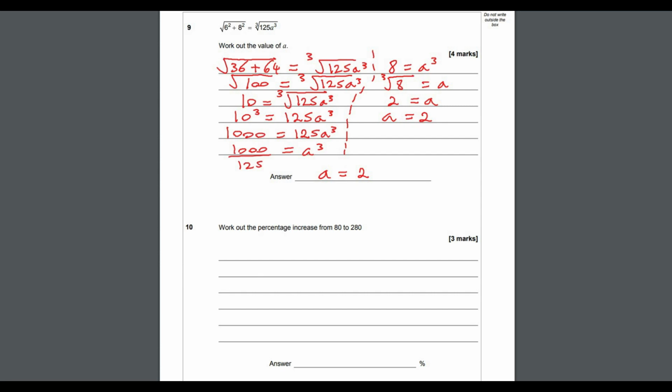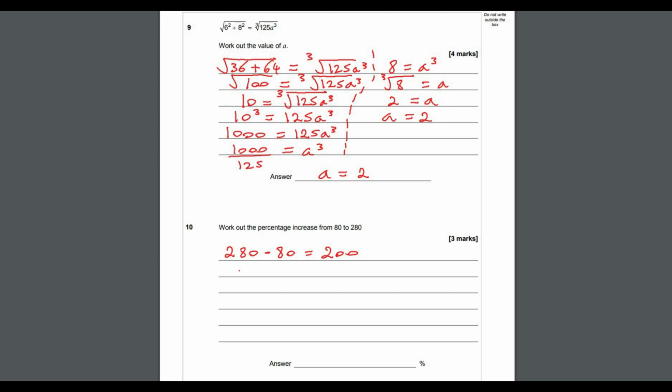Now the next one, work out the percentage increase from 80 to 280, sorry. So basically, this is quite straightforward. All you'll do is subtract both numbers. So 280 take away 80, which is 200. So that's the increase. That's how much has been added onto the 80 to get to 280.